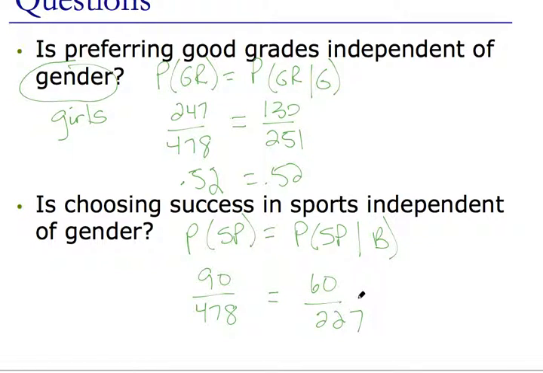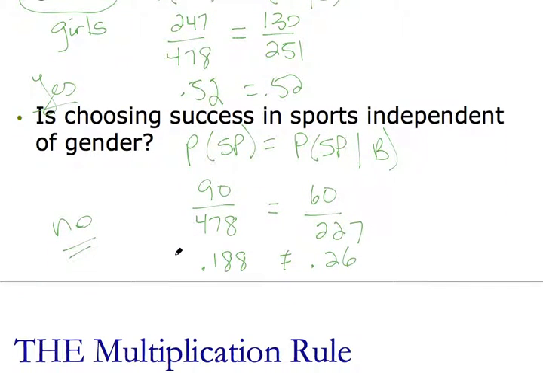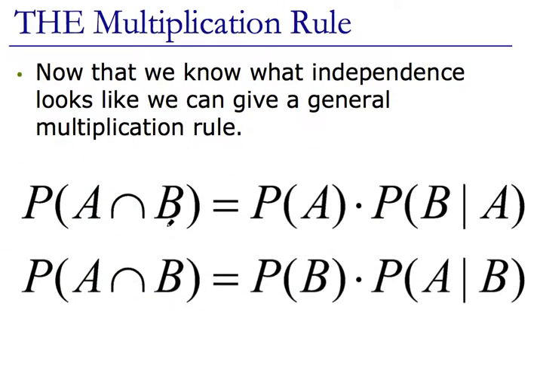So 90 divided by 478 is 0.188. 60 divided by 227 is 0.26. Because those aren't equal, we say no, this is not independent. And yes, the grades one is. All right, so that's how you decide whether it's independent of gender or not.